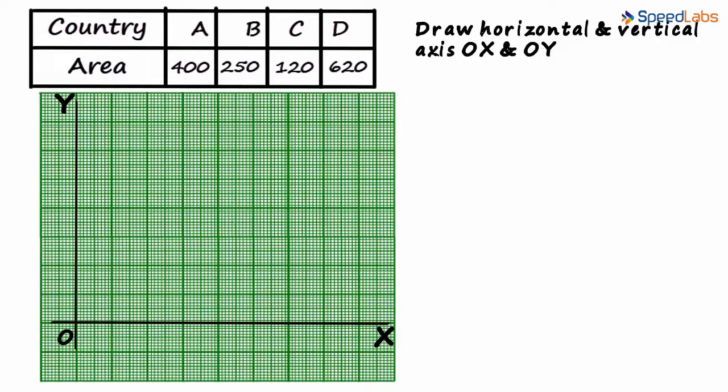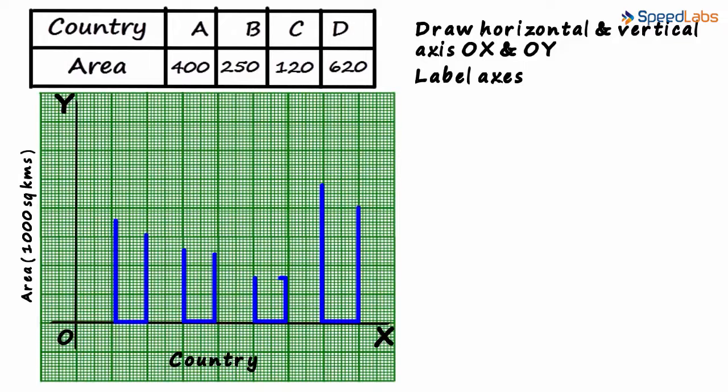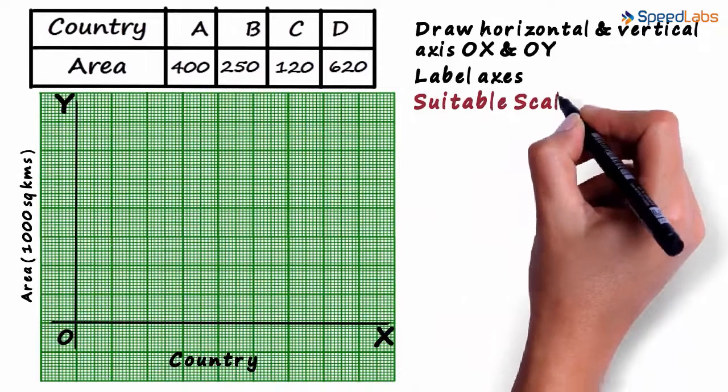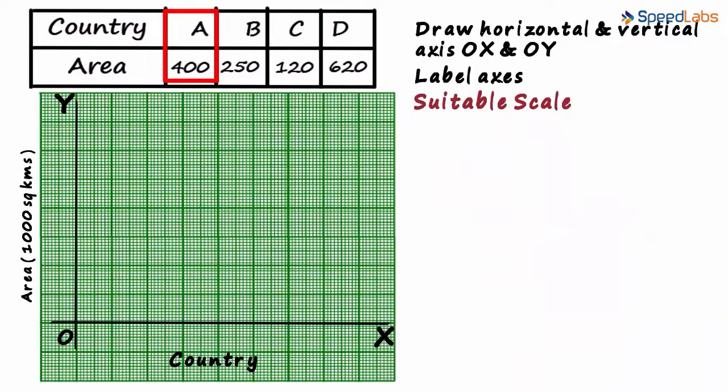The next thing we need to do is label the axis. We generally have the quantity we want to represent on the vertical axis, also referred to as the y-axis. So we represent the area on the y-axis and the countries on the x-axis as the horizontal axis. Now we know that the bars would look like this. And then we come to the most important step of choosing a suitable scale. Look at the numbers we have. We have 400, 250, 120 and 620. We have to represent these values on the y-axis.